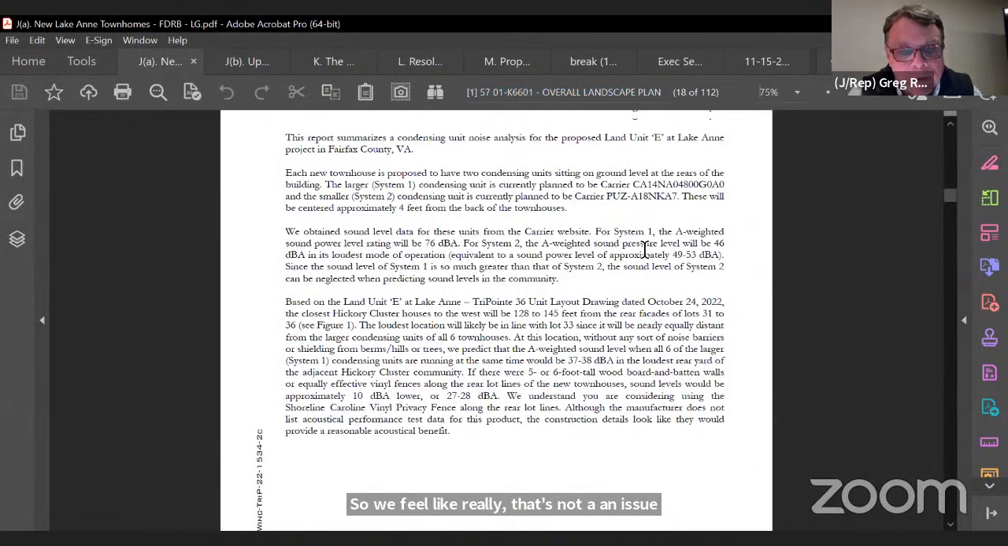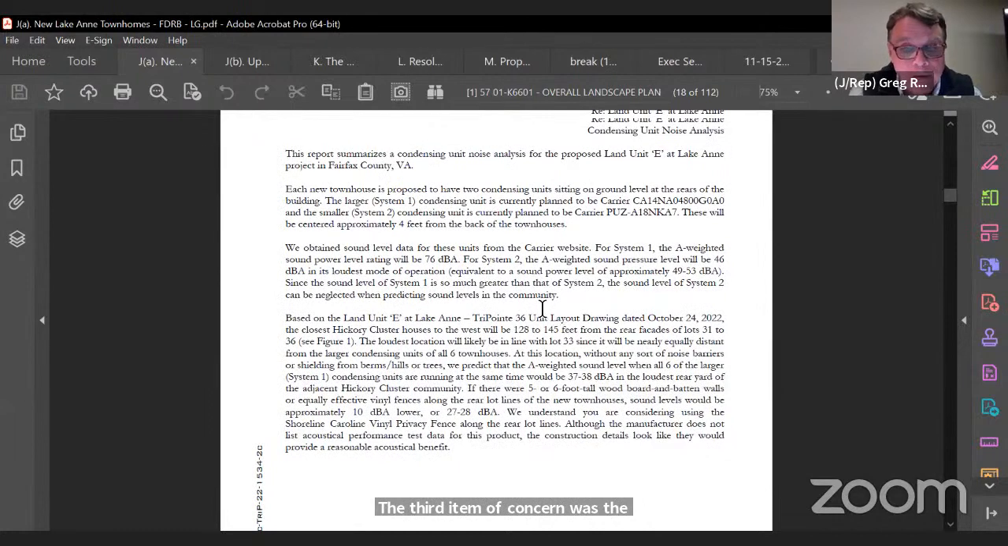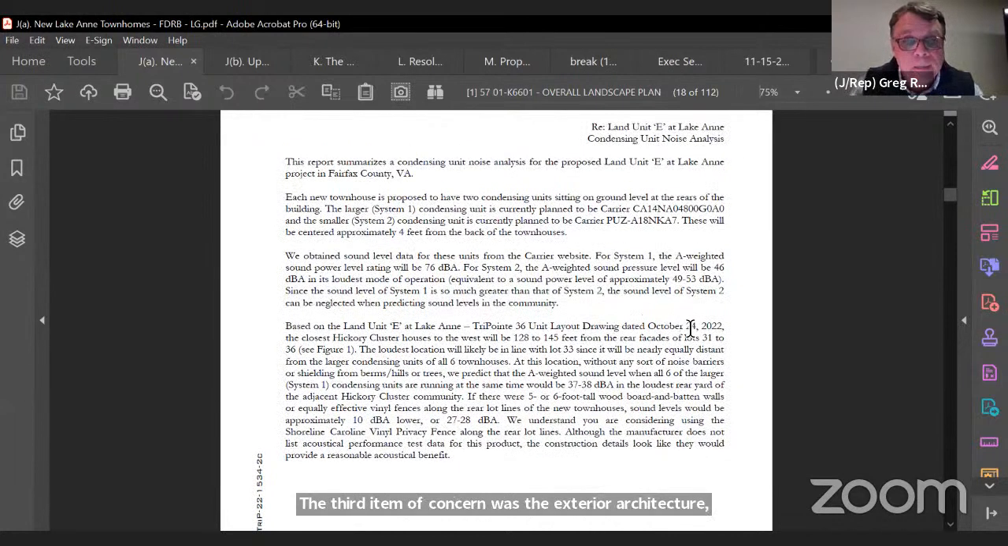The third item of concern was the exterior architecture. We feel that the architecture we're presenting tonight is responsive to the concerns that were identified by Hickory Cluster in their letter.